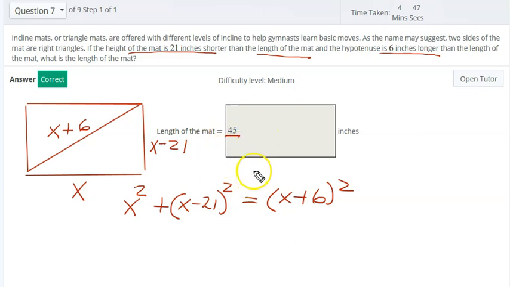Now remember, you're going to get two answers. One of them doesn't meet the qualifications and is rejected.